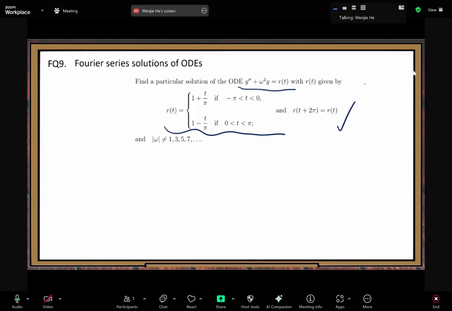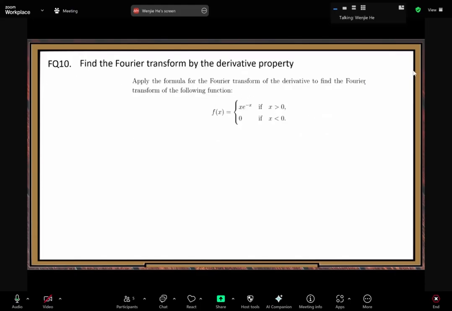The last one, I also want to let you practice this derivative property. Calculate the Fourier transform, applying the derivative property. So that's all our 10 questions.